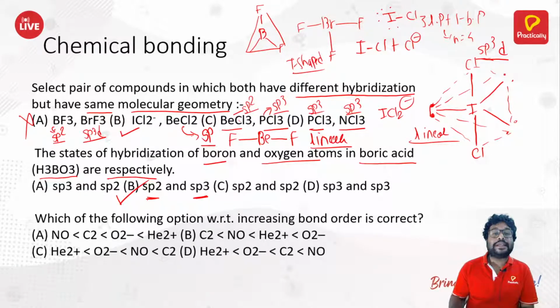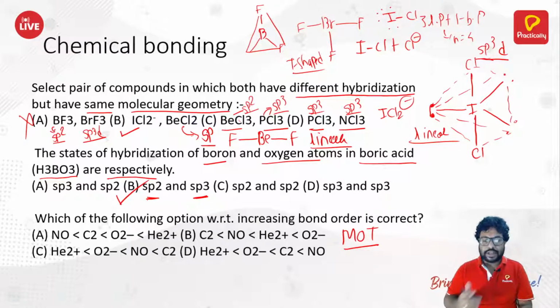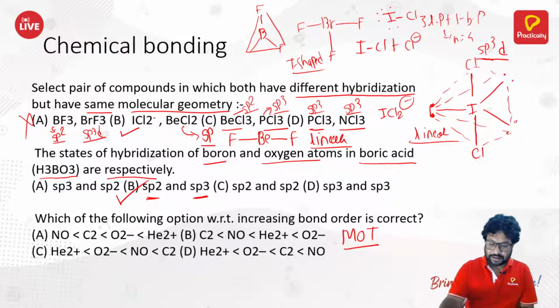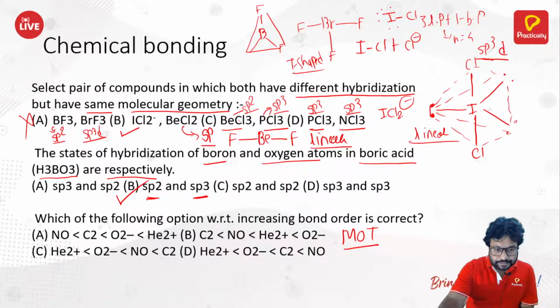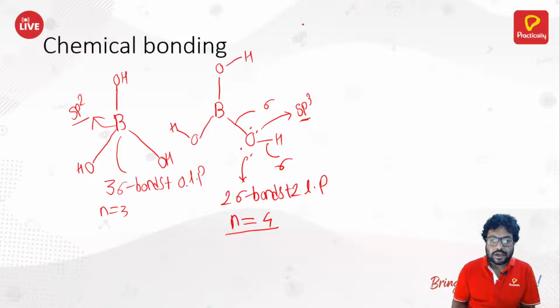Okay, now next, which of the following options with respect to increasing bond order is correct? Which is the correct bond order here? Now this question is of MOT. MOT is what? Molecular orbital theory. Okay. Now molecular orbital theory, that means we need to write the order. Okay. Let's write the first for what? You have NO, right? For NO, you got how many, nitrogen 7, oxygen you got how many, 8. Together you have 15 electrons.